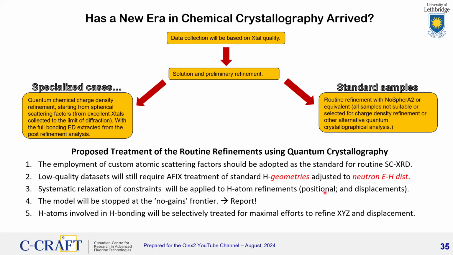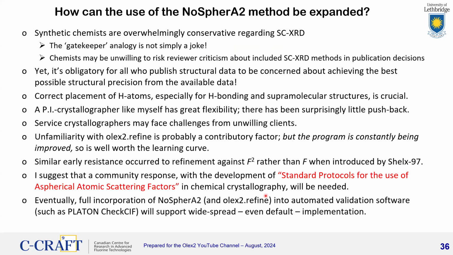First of all, positional restraints, and then if you have enough data to parameter ratio, displacements can also be refined. And you simply stop this procedure at the no gains frontier. When things don't get better, you stop and you report the results. The one thing I would recommend is that any hydrogen atoms involved in hydrogen bonding get selectively treated to absolutely try at least to get refined positions and preferably also displacements for those hydrogens that are involved in hydrogen bonding, because they're so important that we get their bonding right.